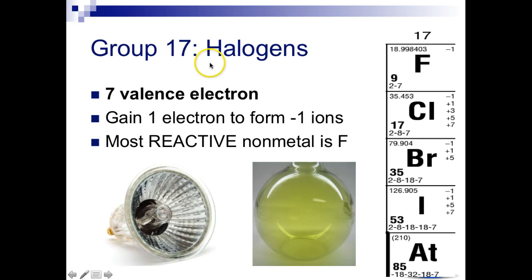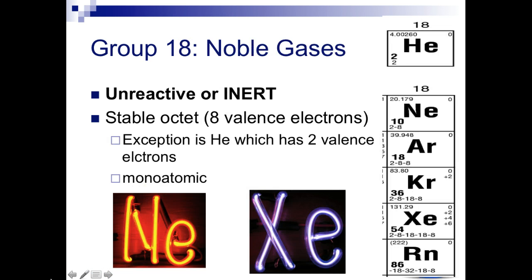Group 17 is the halogens. They have 7 valence electrons. They will all gain 1 electron to form -1 ions very easily, and the most reactive nonmetal is fluorine. So fluorine is the most reactive nonmetal. It's all the way up at the top. Francium, like we saw a couple slides ago, is the most reactive metal, and that's all the way down at the bottom left.